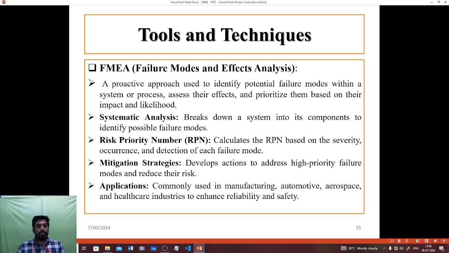Then the risk priority number, RPN, is calculated based on the risk. That means we provide a number for the particular failure mode. Then mitigation strategies develop actions to address high priority failure modes and reduce their risk. These are the mitigating strategies used based on the RPN. It is mainly used in the manufacturing, automotive, aerospace, and healthcare industries to enhance reliability and safety. These tools are very useful as assessing tools and techniques.